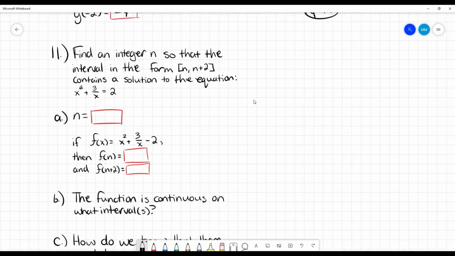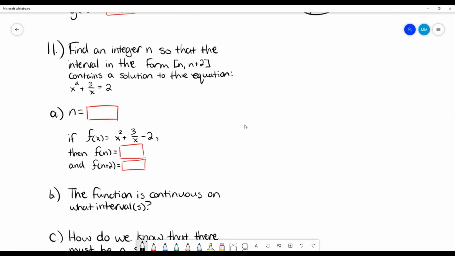Okay. Now, this one is a little bit of trial and error. It's a little bit tricky to do without just trying some values. So we want to find an integer n, so the interval in the form of n to n plus 2 contains a solution to this equation. So the equation is x plus 2 plus 3 over x equals 2, so I'm just going to move that over because we're looking for our zeros. So we're going to be looking at this function here.